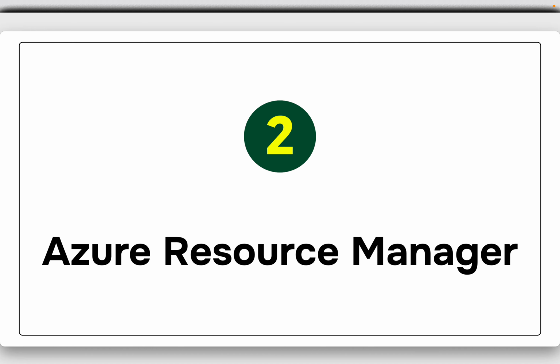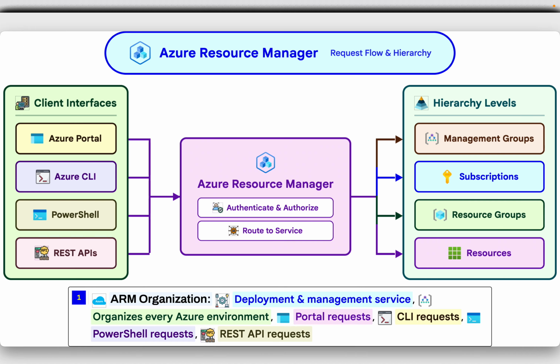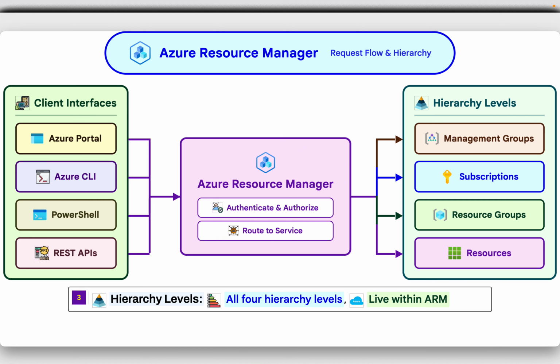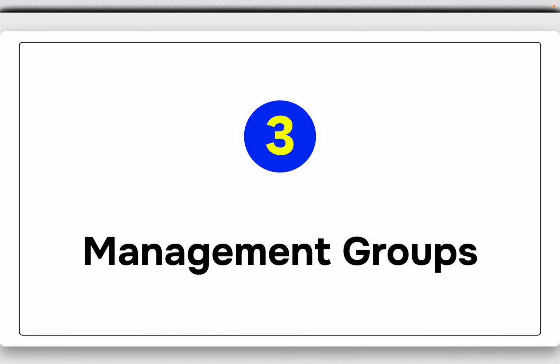Next topic, Azure Resource Manager. Azure Resource Manager is the deployment and management service that organizes every Azure environment. It handles requests coming from the portal, CLI, PowerShell, and REST APIs. Azure Resource Manager authenticates and authorizes every single operation, then routes each request to the correct Azure service. All 4 hierarchy levels live within ARM, whether it is management groups, subscriptions, resource groups, or resources. Everything is managed through Azure Resource Manager.